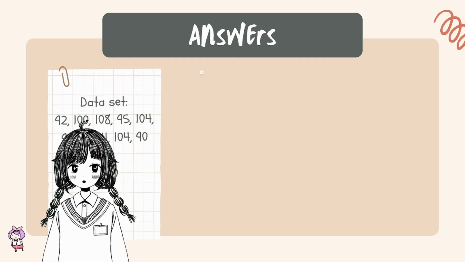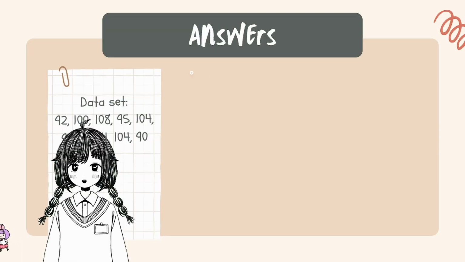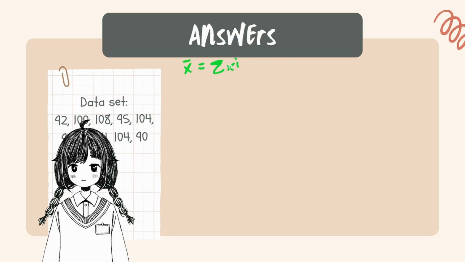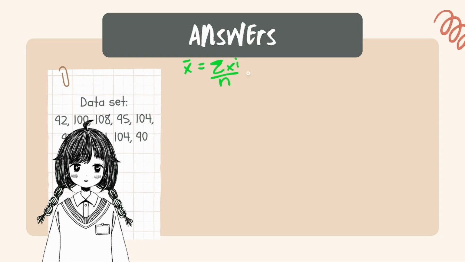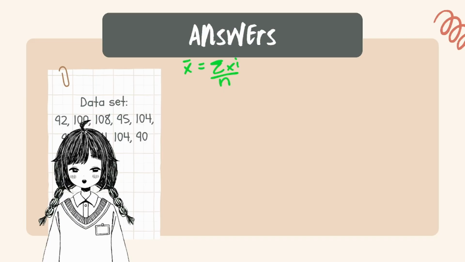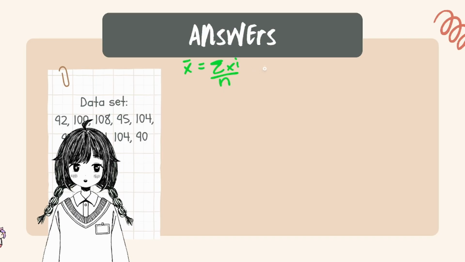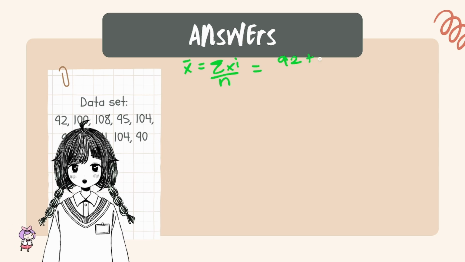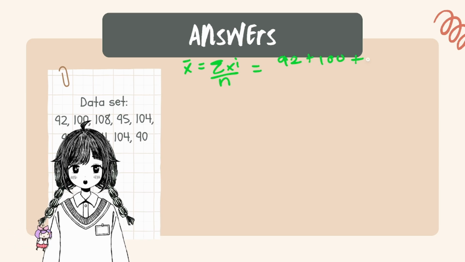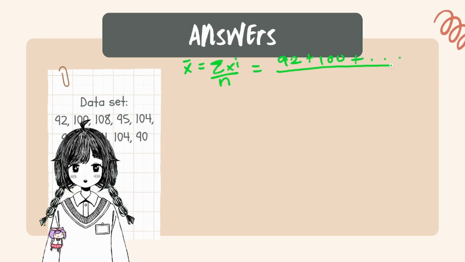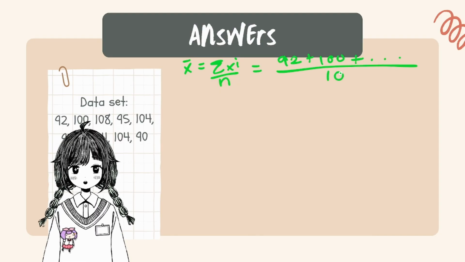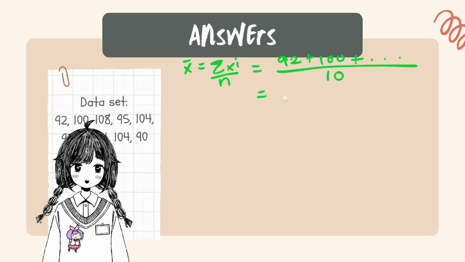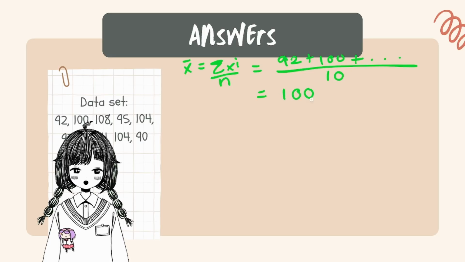We start with the mean. The formula for the sample mean is this, and we have all the information needed, so we just insert the total of the data divided by n: 92 plus 100 plus the rest, divided by our sample size, which is 10, and then we get our answer for the mean, which is 100.